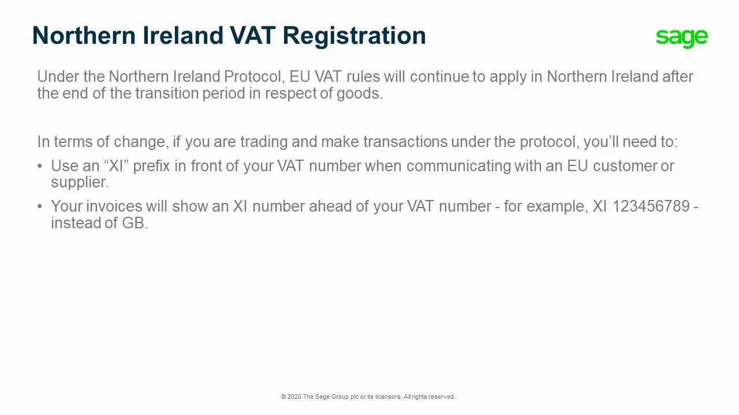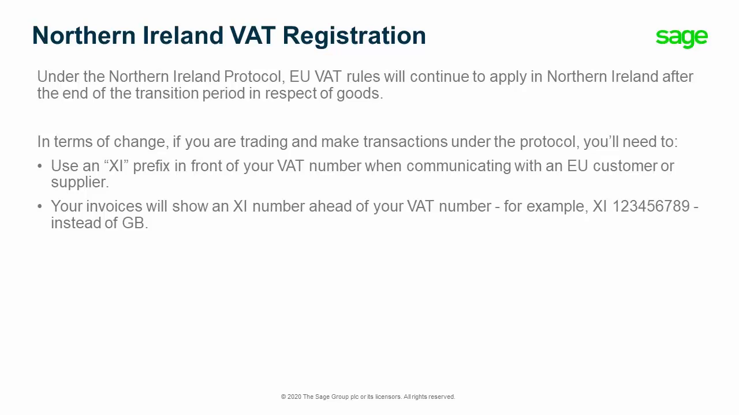Then we have Northern Ireland VAT registration. Under the Northern Ireland Protocol, EU VAT rules will continue to apply in Northern Ireland after the end of the transition period in respect of goods. In terms of change, if you're trading and make transactions under the protocol, you'll need to use an XI prefix in front of your VAT number when communicating with an EU customer or supplier. So your invoices will show an XI number ahead of your VAT number.